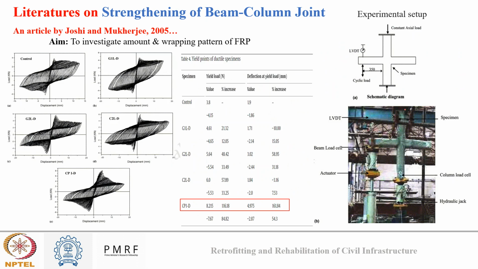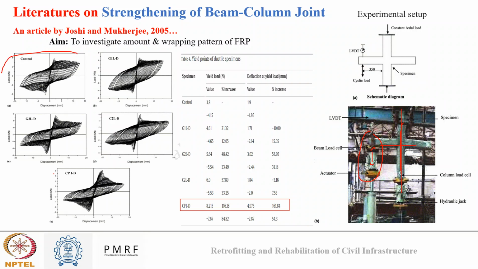For each of them, loading was applied. Here you can see my beam column joint completely wrapped with FRP. So this is my column, under axial loading, and this is my beam, which is taking a seismic loading. For this, using load cells and displacement gauges, the displacement and load were recorded, and you can see these are the hysteresis loops.